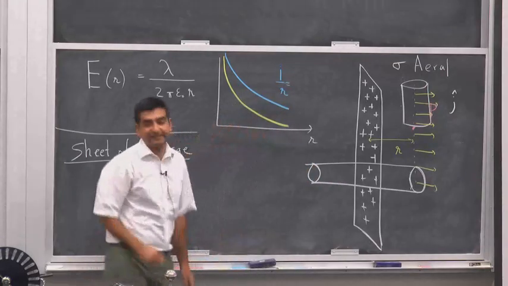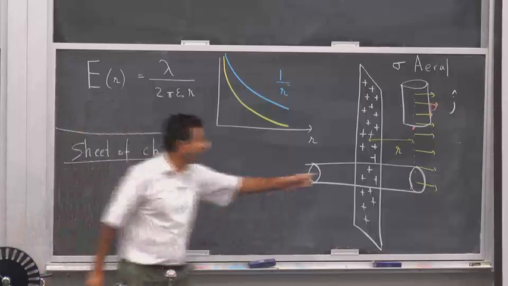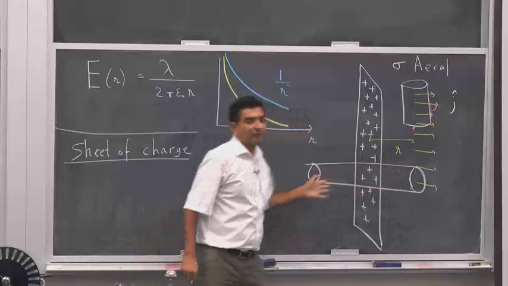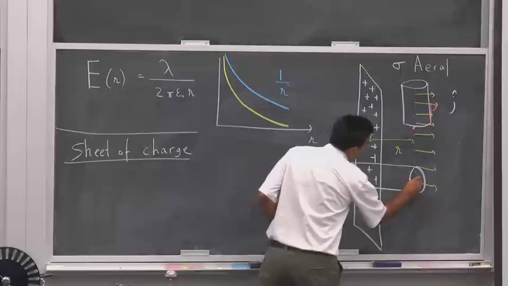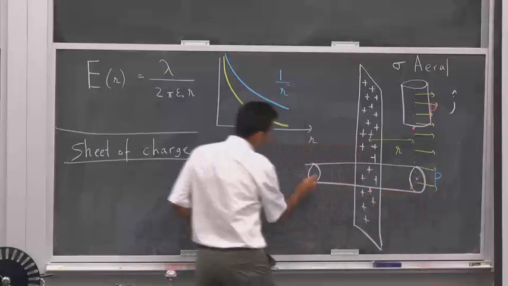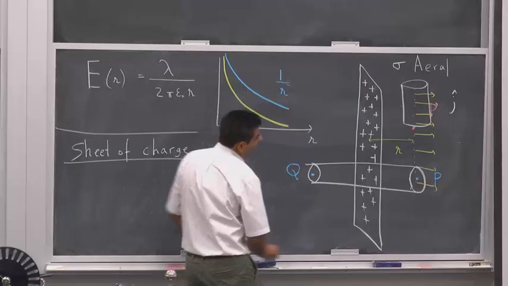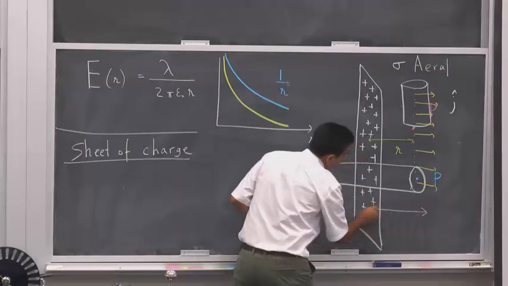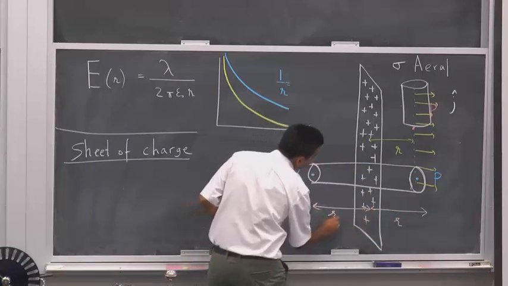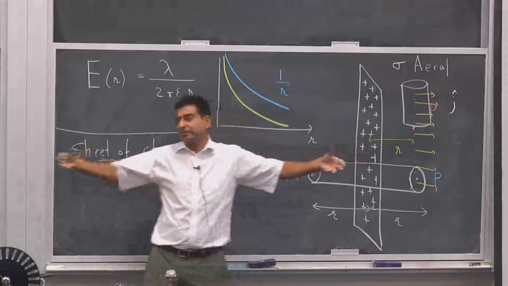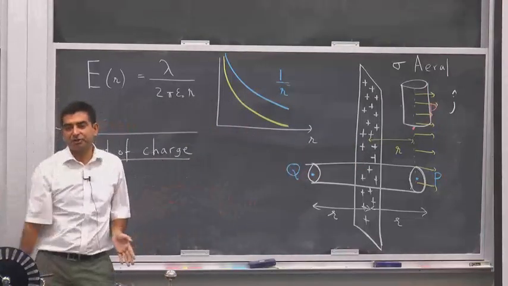Okay, this is the cylinder that I would like to draw, that pierces through the surface. One end is to the right and one end is to the left. This point is P. This point is Q. And we just suppose that this length is R and this length is also R. So I symmetrically draw a Gaussian cylinder that cuts through the sheet of charge.